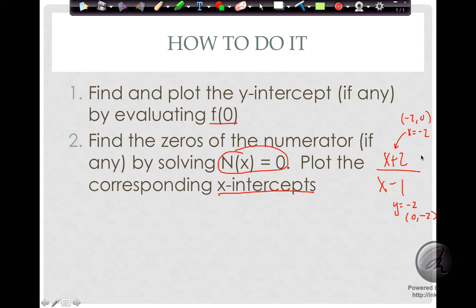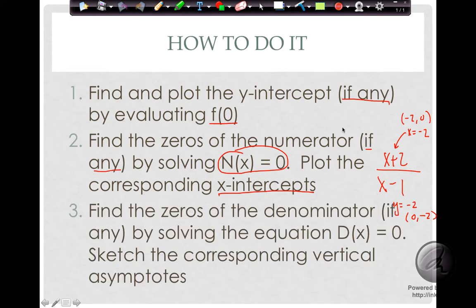Those are points that need to show up on your graph. You must have x-intercepts and y-intercepts if you have any. Okay? Note this statement here, if any. Sometimes you get none, and that's fine. You need to find the zeros of the denominator, and that represents your vertical asymptotes. Okay, that's the thing we were just dealing with in the last lesson.